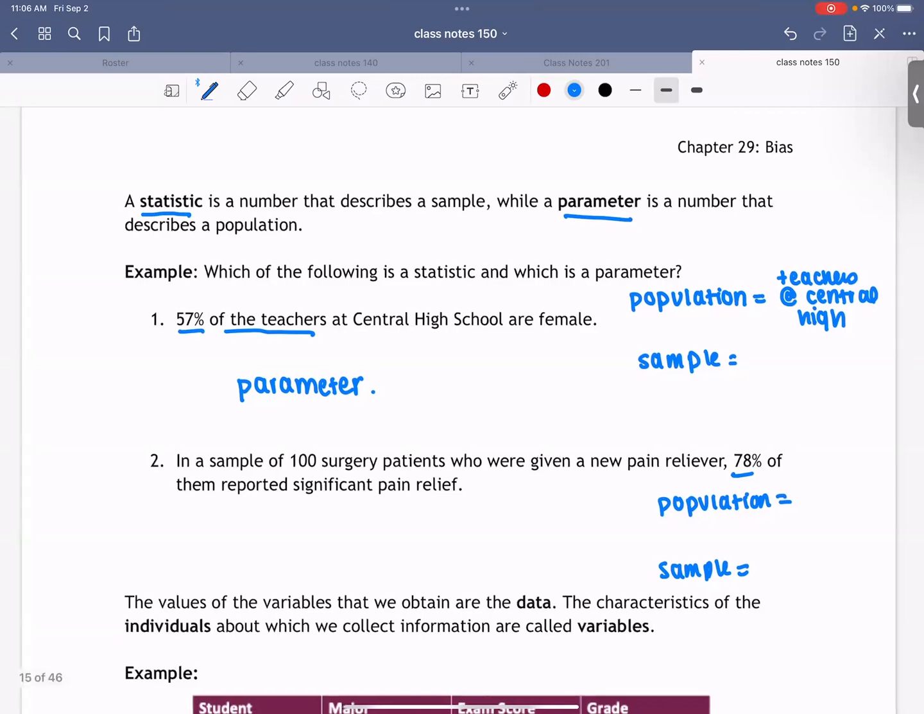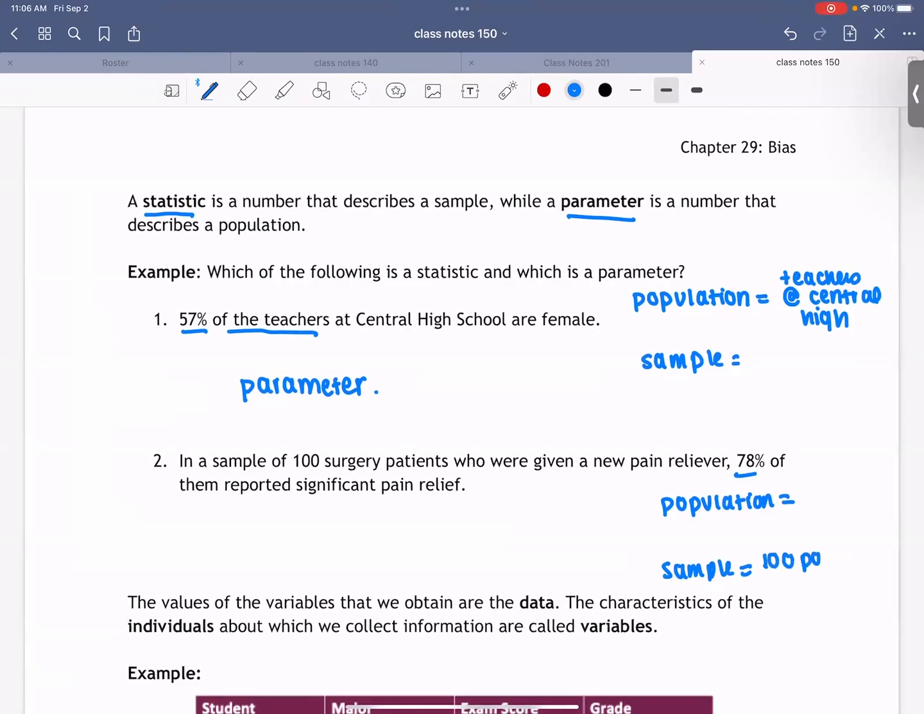Okay, good. The sample is the 100 patients, right? So that was pretty easy because it said it was a sample. Does it really tell you what the population or everyone that we're interested in is? No, right? And you could guess that it could be all the patients in the hospital, for example, but it doesn't really tell you about a population, okay? So because it says a sample, 78%, what do you think this is, a statistic or a parameter? Statistic, perfect.